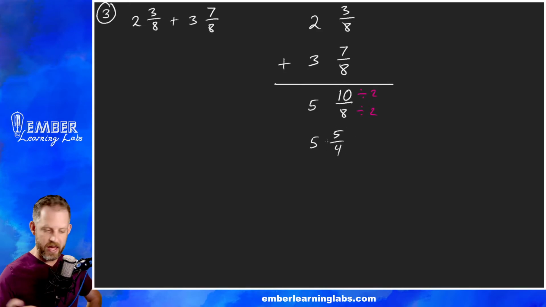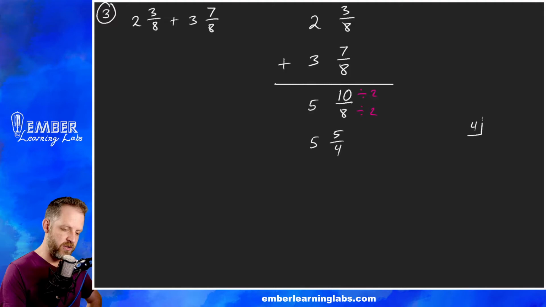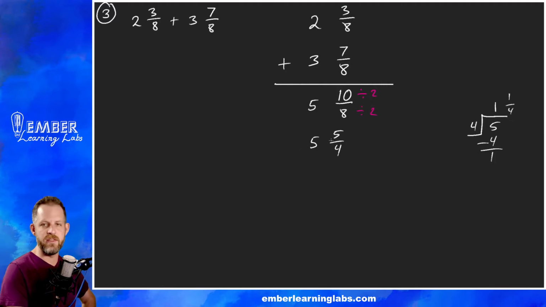So let's do that. Go over to some scratch paper or your margin or whatever else and do 4 into 5. 4 goes into 5 once. 1 times 4 is 4. We subtract. 5 minus 4 is 1, so 1 and 1/4. So what do we do with that, with all this other mess?